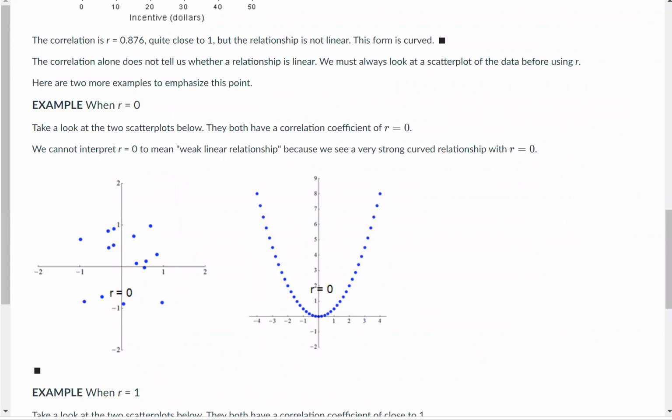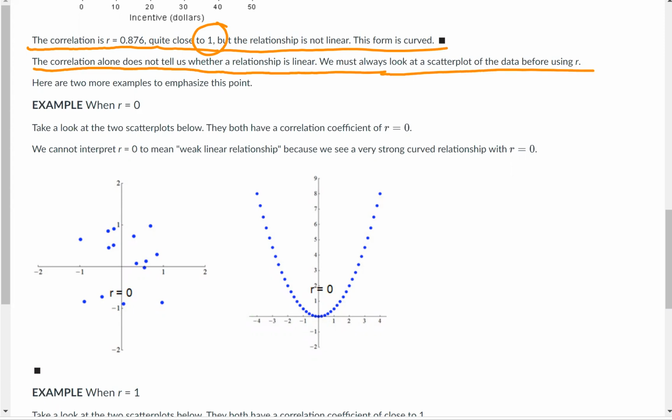But if for some reason you found out what R was first, you misremembered what R was for. I'm going to calculate R. If it's close to 1, that means it lines up in a line. But you have to make sure it's linear first before you calculate R, and then it just tells you how good the line would represent the data. But the relationship is not linear. The form is curved. The correlation alone does not tell us whether a relationship is linear. We must always look at a scatter plot of the data before using R.